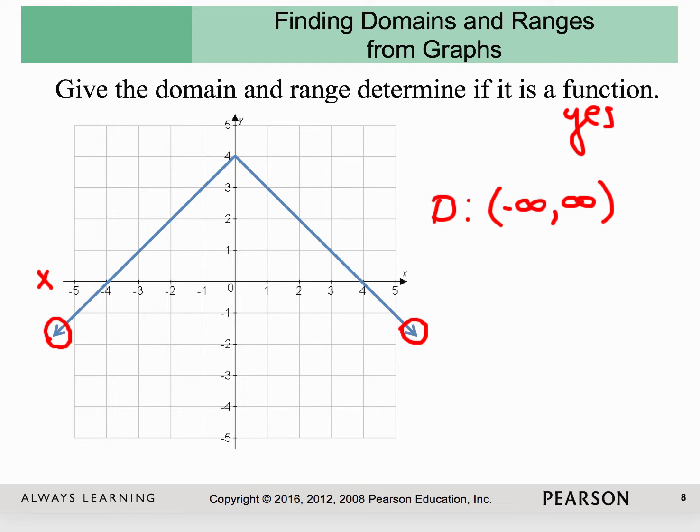Okay, now the range of this graph. I'm looking up from negative to positive always. The first thing I come to is an arrow, meaning the graph is going down forever. But if I continue going up, the graph doesn't go any further than this point right here, where y is 4. Remember, our infinities can never get a bracket.